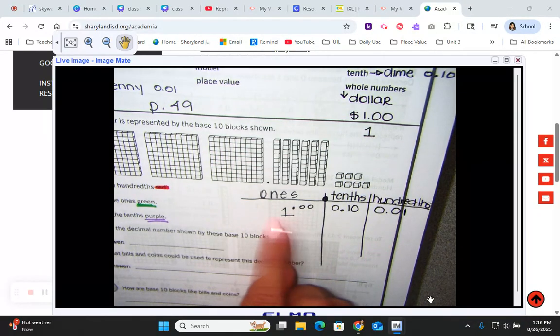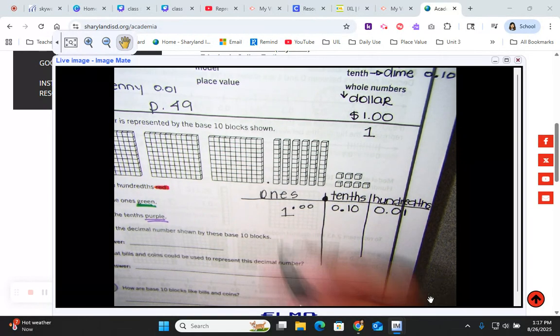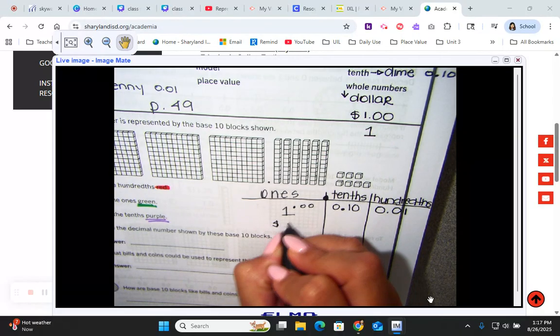Now, how do I represent a 1 if I'm talking about money? What do I use to represent 1 whole number if I'm talking about money? Yes? And what kind of bill do I use? Very good. So this is represented as $1.